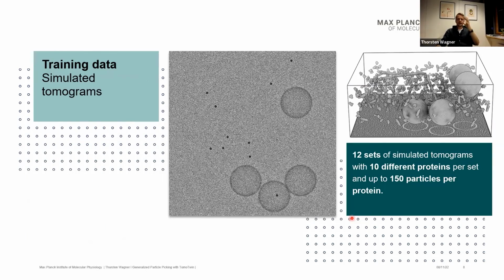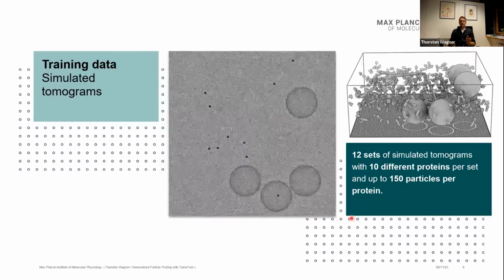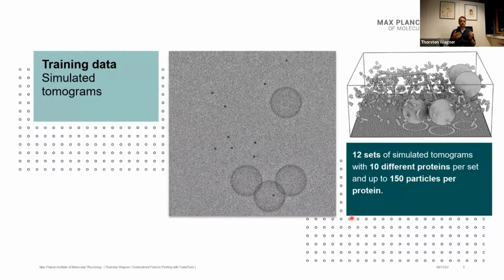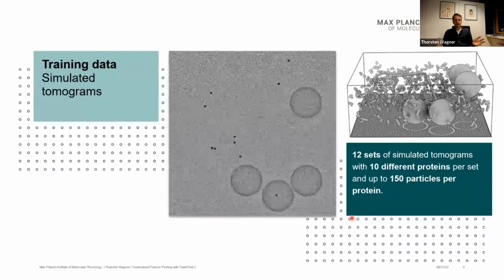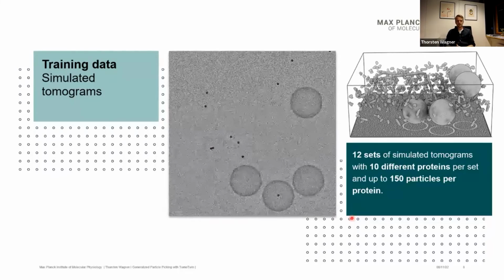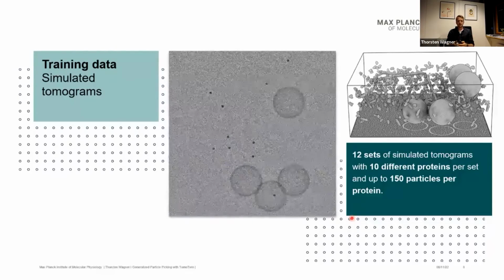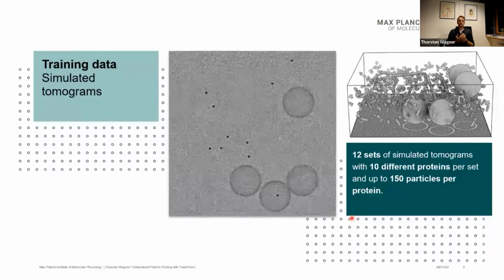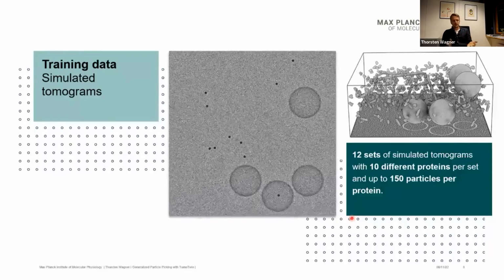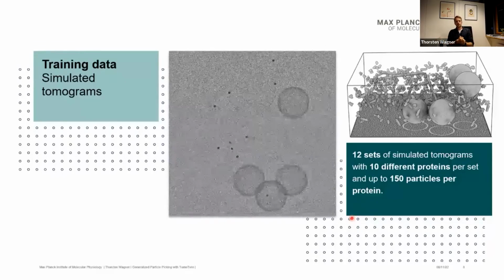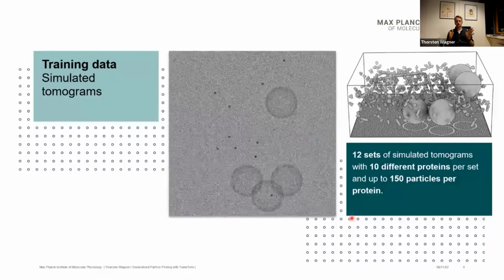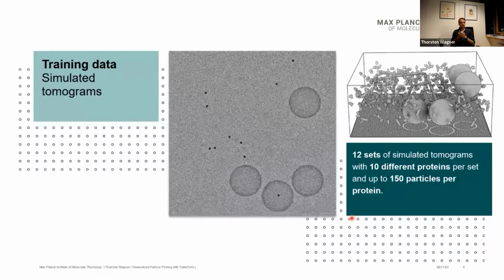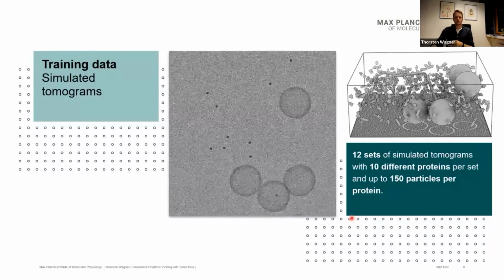Because as I said, generating real-world training data is not really feasible here, as it was, for example, for Bryolo. We hardly have any labeled data that we could easily use for training. So we needed some different way to train it. What we did instead is we simulated tomograms. We created 12 sets of simulated tomograms with 10 different proteins per set and up to 150 particles per protein.